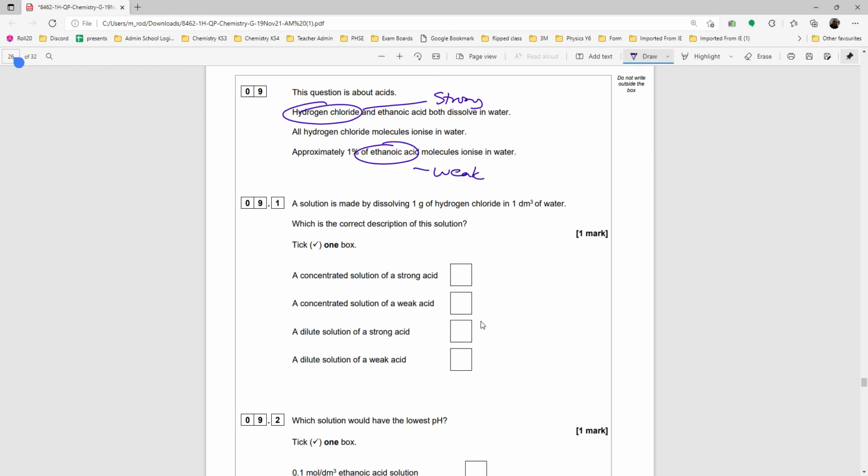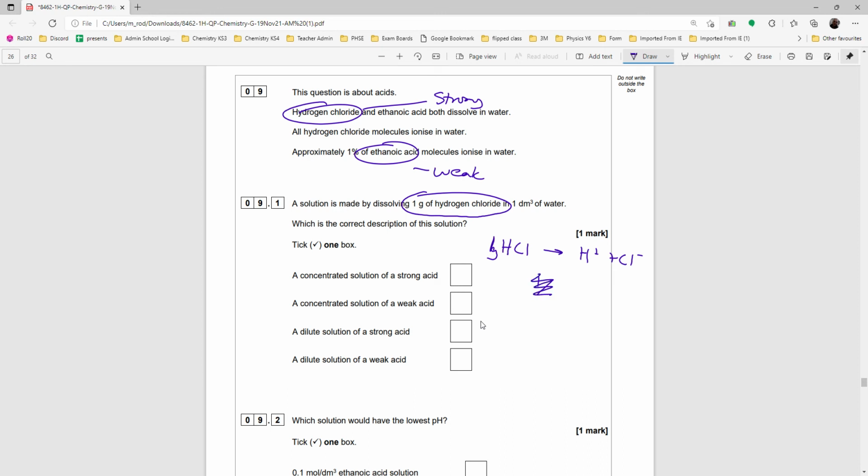So I now need to say that if I have 1 gram of hydrogen chloride and it completely ionizes, hydrogen chloride is going to ionize into hydrogen ions and chloride ions. Now, I need to figure out how many moles there are. If I have 1 gram of this, I'm going to have probably, well, let's see, how many grams of hydrogen? You know what? I'm not even going to work this out.